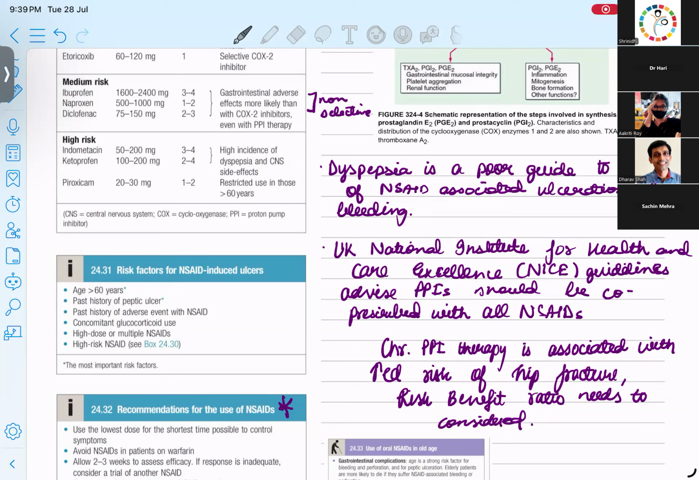If there is a past history of peptic ulcer, if there is a past history of adverse effect with any NSAIDs, any allergic causes or drug allergies, concomitant glucocorticoid use, which already is decreasing the gut immunity, and high dose or multiple NSAIDs. If the person has been a patient of osteoarthritis, rheumatoid arthritis for a very long time and has been taking NSAIDs for a very long time, that is a very big risk for NSAID induced ulcers.